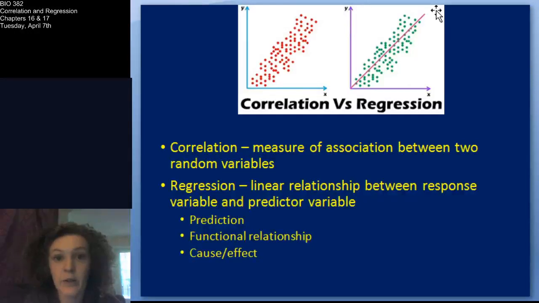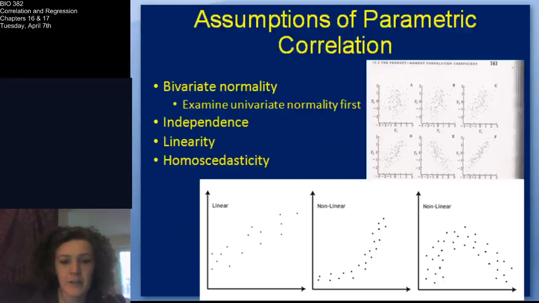That's right. Correlation is just, does X vary with Y? Regression, though, can infer causation because it can actually provide evidence of a cause and effect relationship between X as your cause and Y as your effect. Okay, cool. So let's talk about assumptions of these tests.